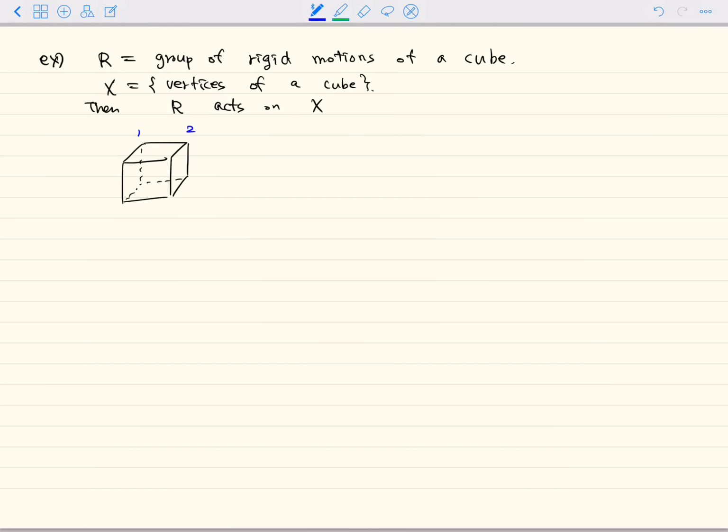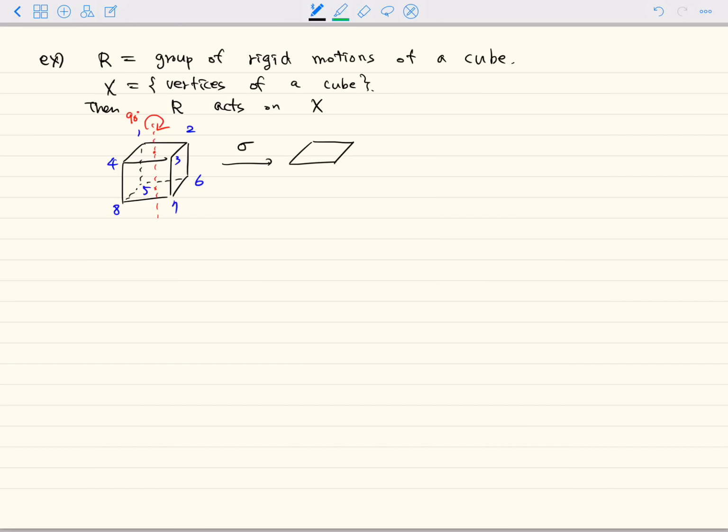So it's 1, 2, 3, 4, 5, 6, 7, 8. These are the vertices, and let's consider this rotation where we rotate about this axis 90 degrees. Let's call that rotation sigma.